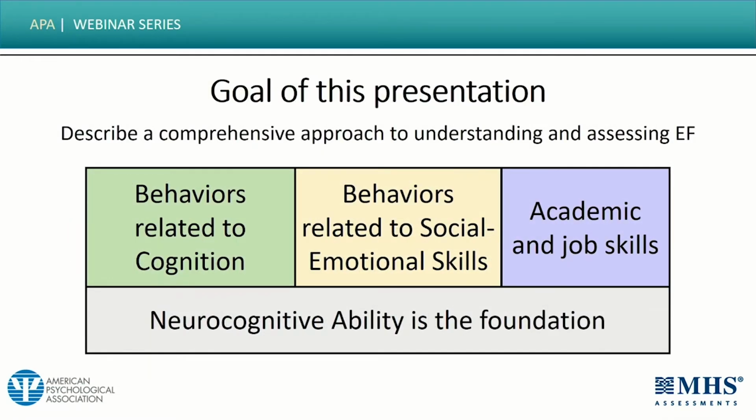So I like to talk about this topic of EF from multiple perspectives. And I'm going to begin by giving everyone the very big picture here. The view that I'll be using as we go through this webinar today is that the frontal lobes and the neurocognitive ability that the frontal lobes provide is the foundation of executive function. And the expression of the frontal lobes can be seen in behaviors that might be related to cognition, like working memory, for example, behaviors related to social emotional skills, and academic and job skills. And so this will be the superstructure for what we'll do in this hour-and-a-half session.